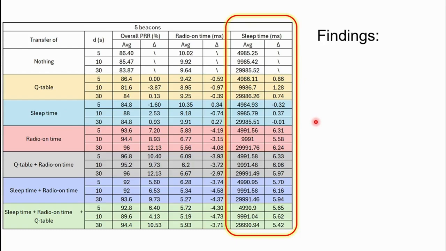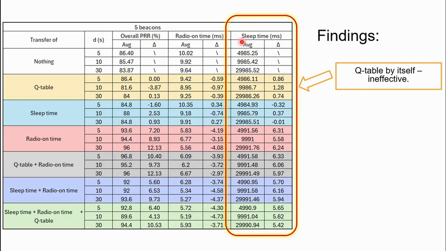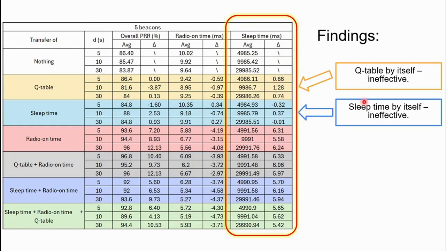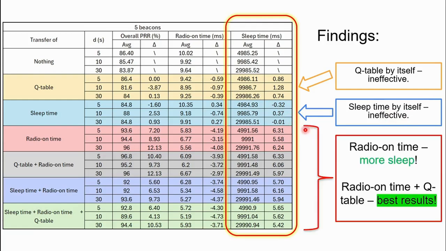Now, how do we interpret these findings? First, sending the Q table by itself is ineffective because we're trying to achieve higher sleep time, but here the results are just 0 milliseconds, 1 milliseconds. It's really negligible. Sending the sleep time by itself is also ineffective. As you can see here, the changes are also very small. It's negligible. But in these 4 cases, as you can see, it says 6, 5, 6. So on average, our sleep time has increased by approximately 6 milliseconds, which is actually amazing.